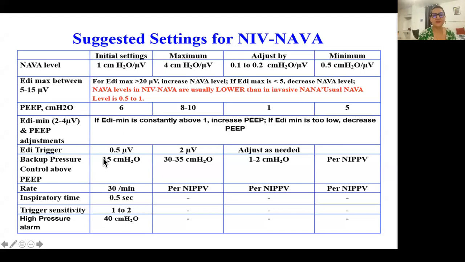Then the EDI trigger, as we said, you should not go below 0.5, but when the baby is improving, you can go up to 2, and you can adjust as needed. The backup pressure control above PEEP has to be kept initially at 15, and the maximum you can go is 30 to 35, and you can go up just 1 to 2 centimeter water as per NIPPV, whatever was required at that time. The backup rate you will keep as 30, inspiratory time in the backup you will keep as 0.5, and trigger sensitivity 1 to 2. The maximum pressure you can keep is 40.